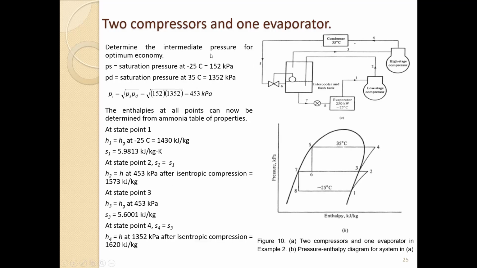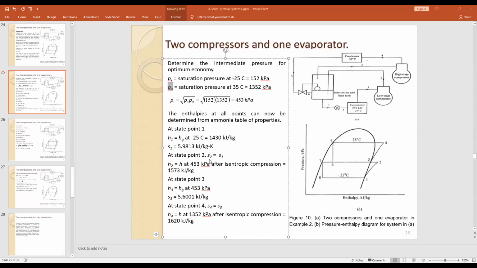Determine the intermediate pressure for optimum economy. So, walang given na intermediate pressure. So, ikaw gagawa. So, wait muna. Tapos yung symbol natin. So, ito. P sub S, saturation pressure at negative 25 C is 152 kilopascal. S is the suction. Ito. P sub D, ito yung discharge. Saturation pressure at 35 C is 1352 kilopascal.